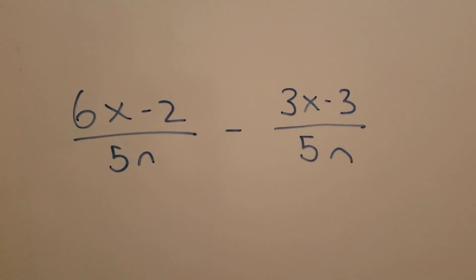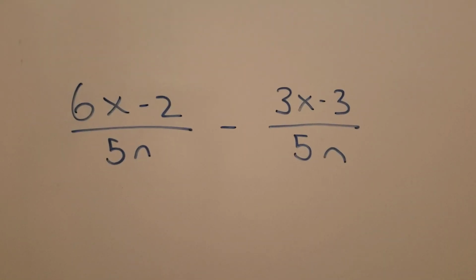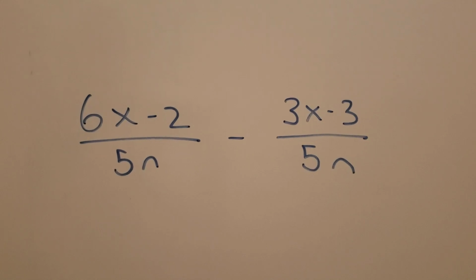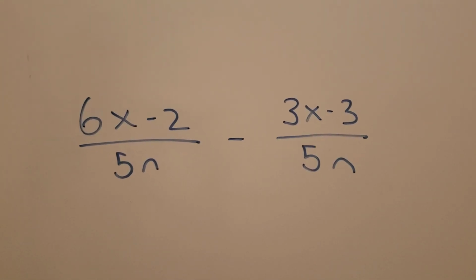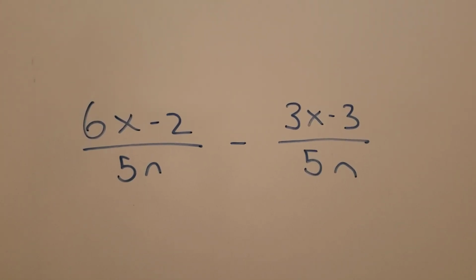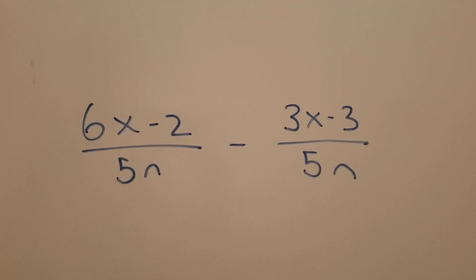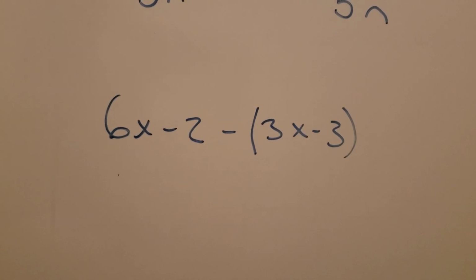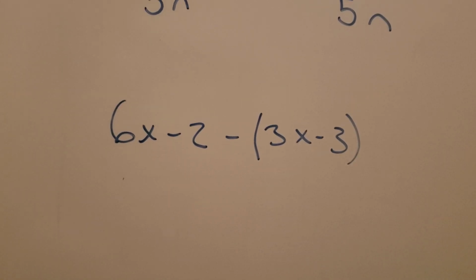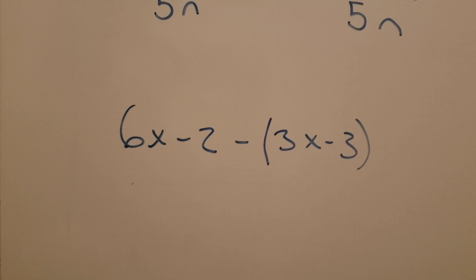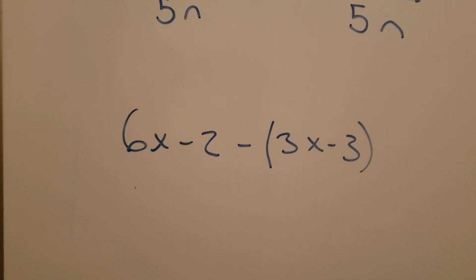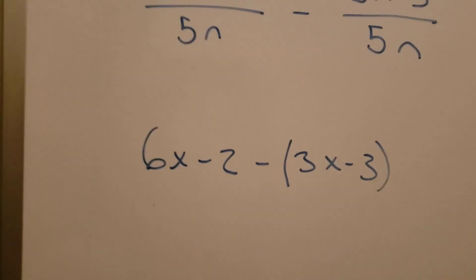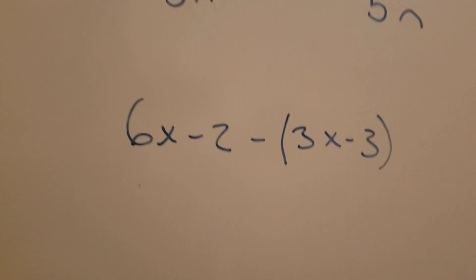Now in this problem, it's the same thing. We have the similar denominator, 5n, so we can subtract these two expressions on top, right? 6x minus 2 minus 3x minus 3, just like a regular problem. You could even write it like this without the denominator now, because the denominators are gone. We have 6x minus 2 minus the 3x minus 3, which is in parentheses because it was part of a different expression. So now what we could do is we could just distribute and solve.